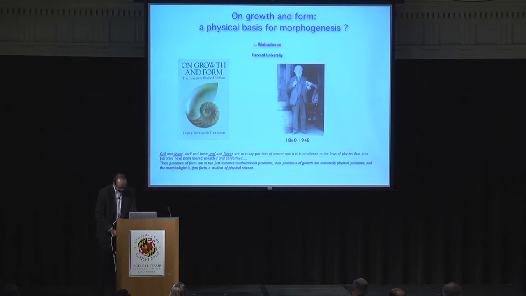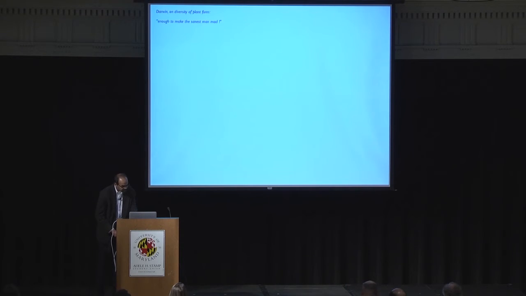I want to continue with these quotes and first tell you another one by a giant in biology. It's always nice to start with a quote attributed to one of these giants. Darwin said, when he was looking at the diversity of plant form, that it's enough to make the sanest man mad. If you go outside and look at the leaves, the flowers, the colors, there's tremendous diversity, tremendous variety. How, then, can we make sense of this?